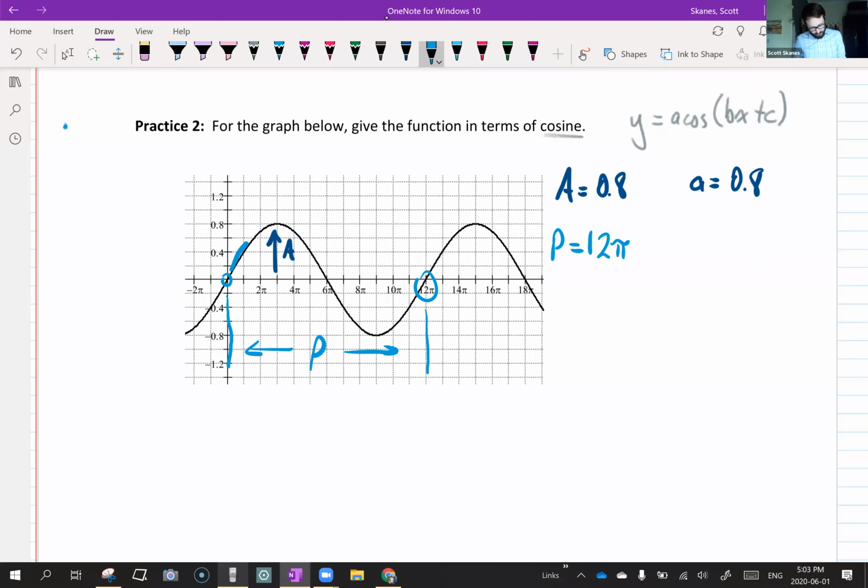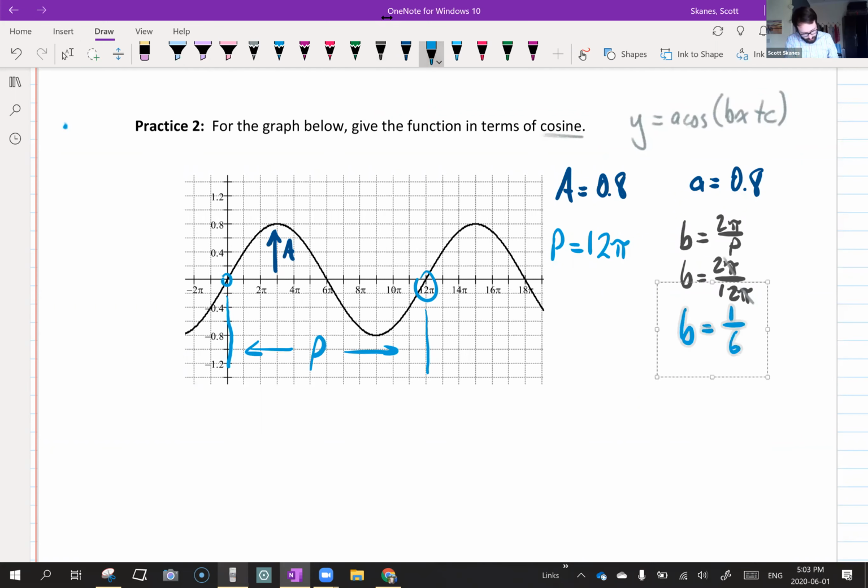Some students say this and say the period is 6 pi. That is totally wrong. That is half a cycle, all right? So be careful. Let's get B. B is 2 pi over the period. B is then 2 pi over 12 pi, which it looks like you got 1 over 6, which is excellent. That's perfectly correct. Cancel the pi's. 2 over 12 simplifies to 1 over 6.